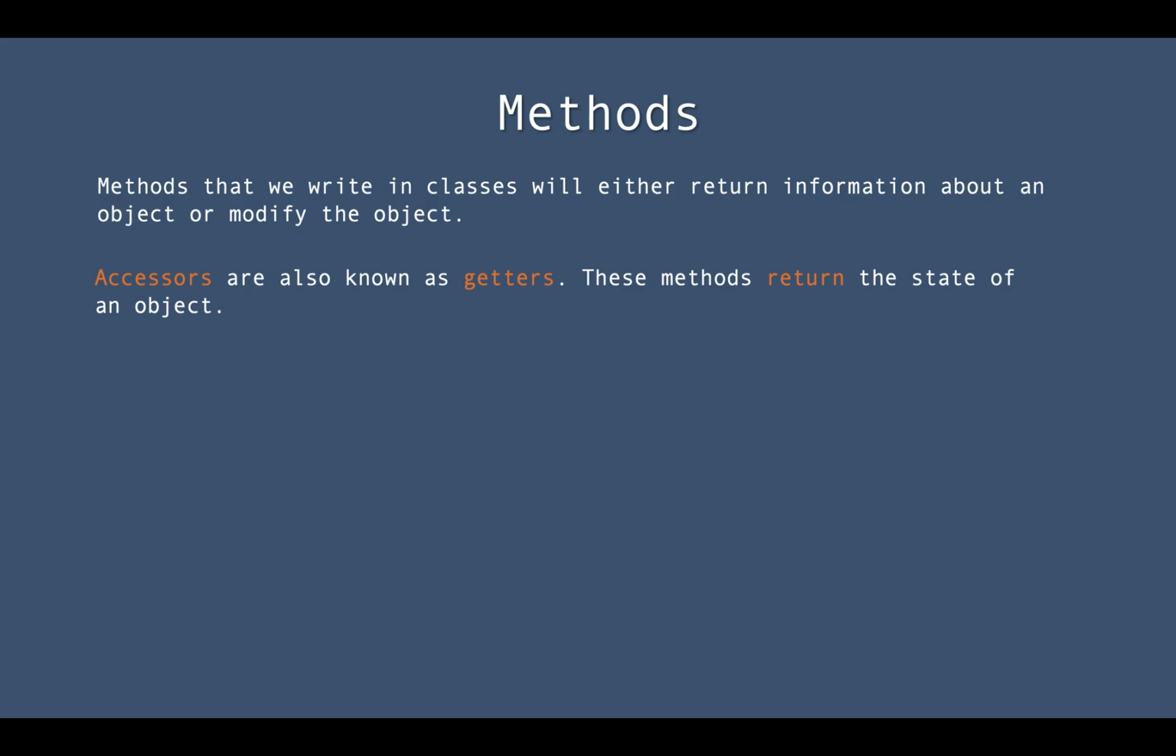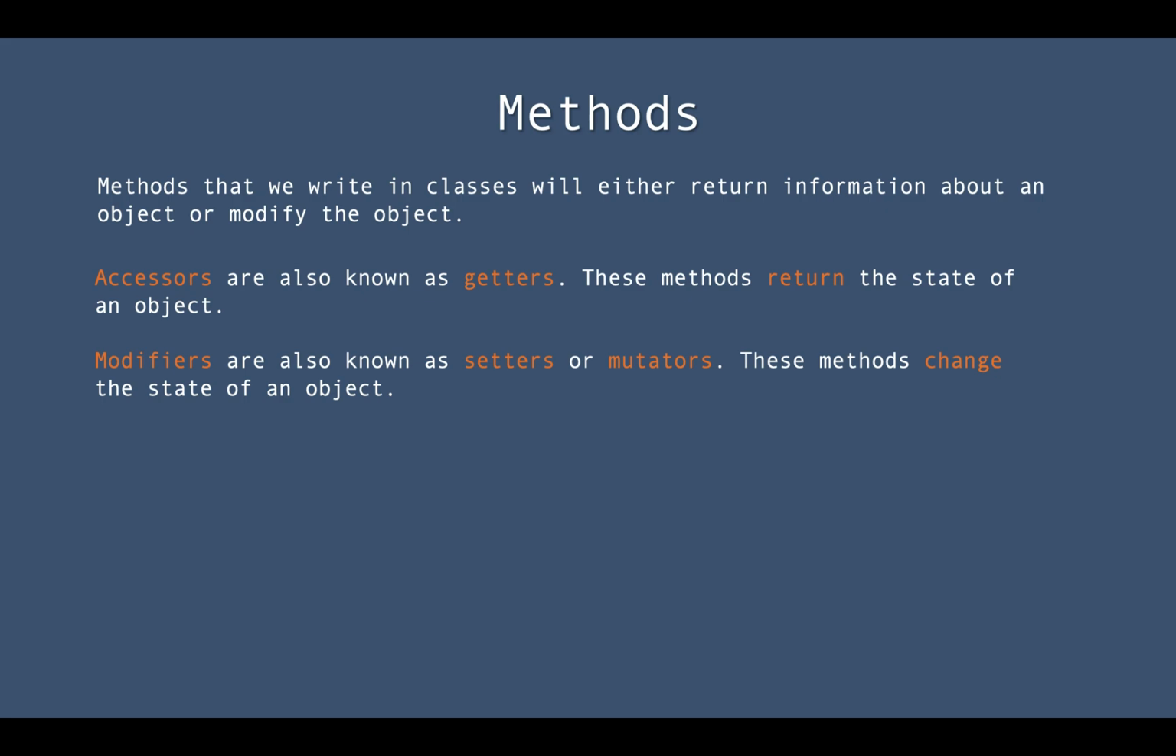It just gets you information about an object. The other type of method is a modifier. They're also known as setters or mutators. These methods change the state of an object. So you'll use these to alter an object. All methods that we write are going to fall into one of these two categories. We're always either getting information about an object or changing the information of an object.